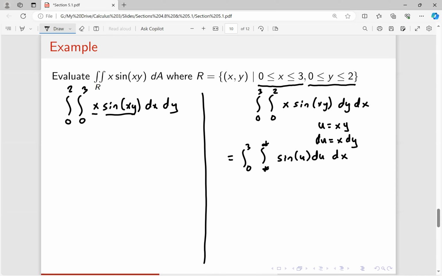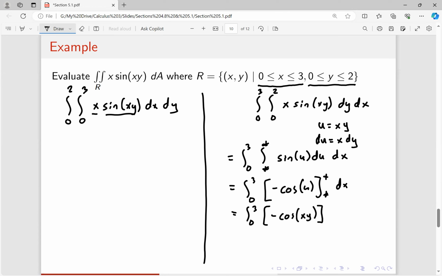So let's integrate that. The integral becomes negative cosine of u from stuff to stuff dx. Let's change everything back to y's. So the integral from 0 to 3 of negative cosine of xy, with y going from 0 to 2, dx.